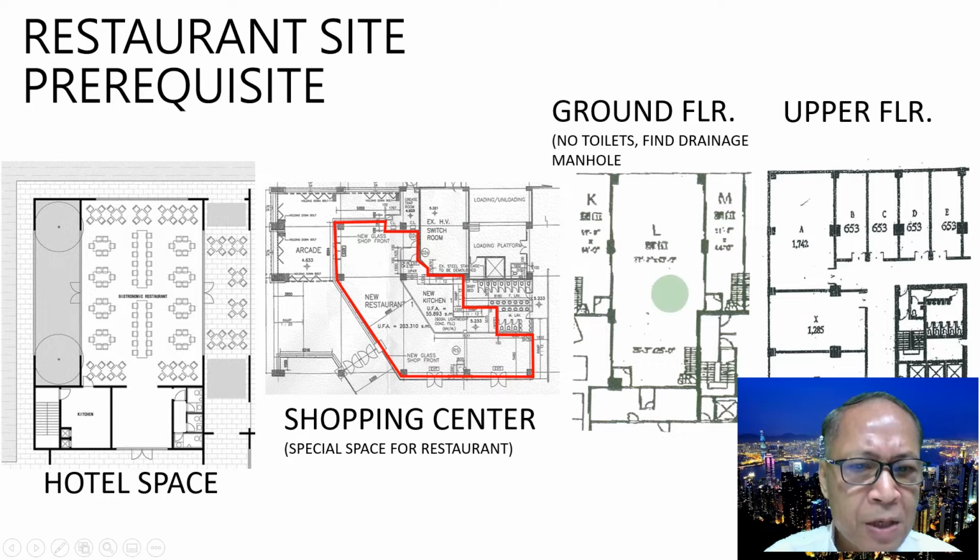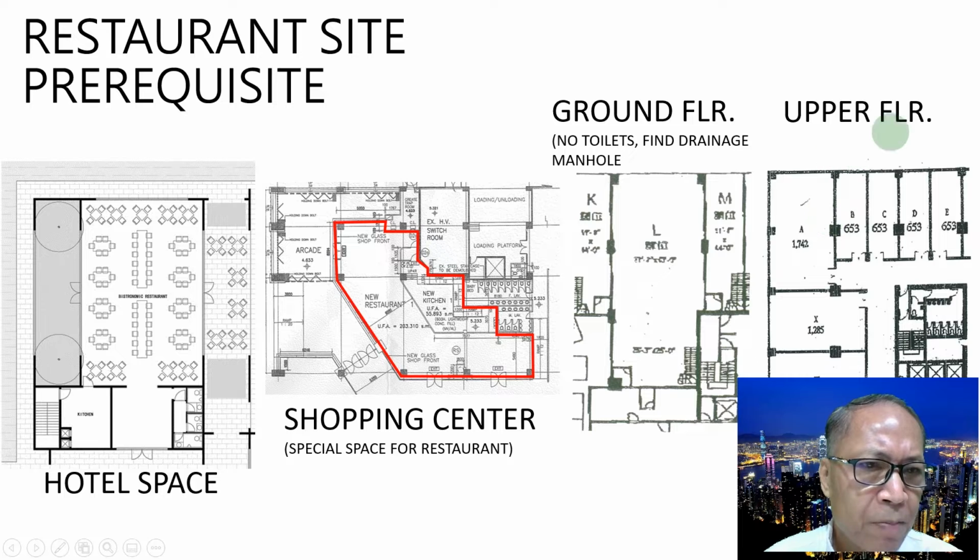For ground floor premise, it's a little bit difficult, because first of all, you need the drainage. If there's no toilet, then you have to make the toilets by your own designer. There should be a drainage manhole somewhere located near to the shop location, so you can make your toilet. And for the upper floor, maybe there's a toilet already. You see here, there's a toilet here.